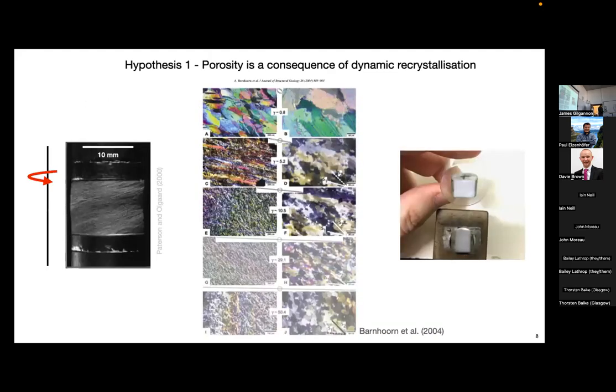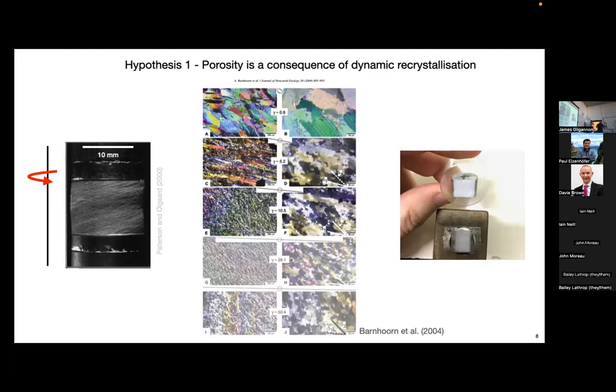I revisited some experiments run in Utrecht by Barnhoorn, where he took Carrara marble and he deformed it through a series of shear strains until it was absolutely abused at gamma 50. And I picked out some kind of intermediate stages where you had partial recrystallization and full recrystallization, so like a steady state mylonite structure. These have been formed in torsion, just for clarity.